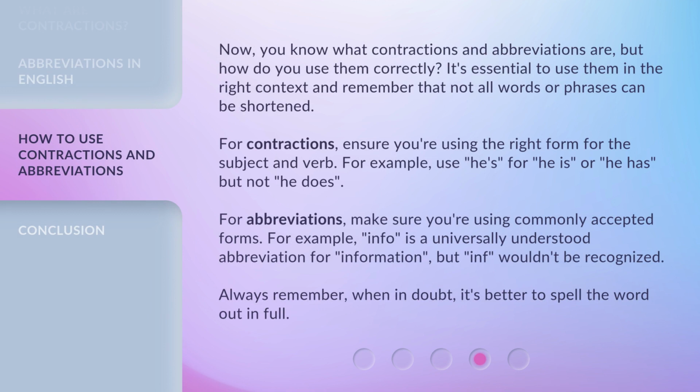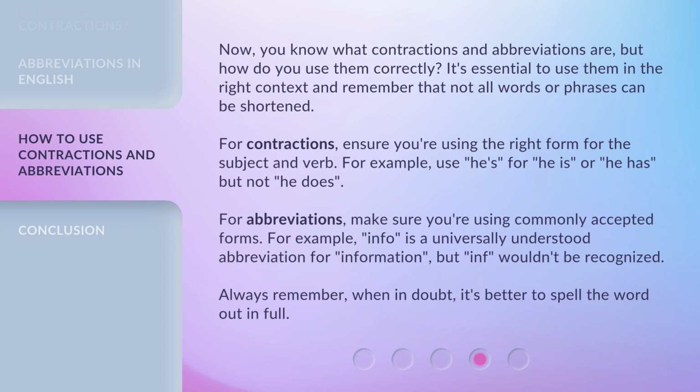Now, you know what contractions and abbreviations are, but how do you use them correctly? It's essential to use them in the right context and remember that not all words or phrases can be shortened. For contractions, ensure you're using the right form for the subject and verb. For example, use he's for he is, or he has, but not he does.